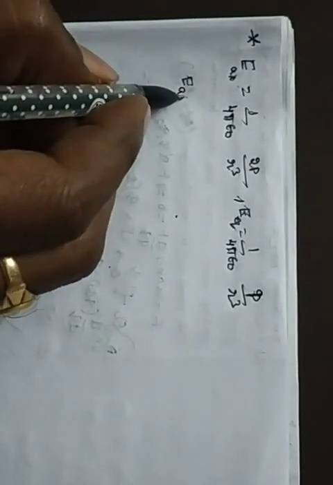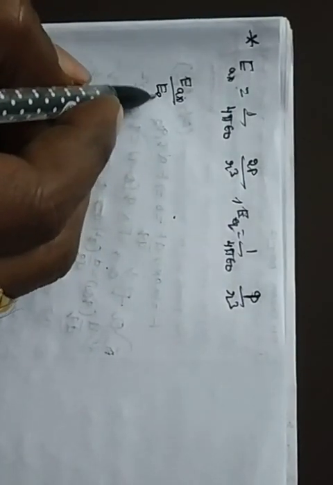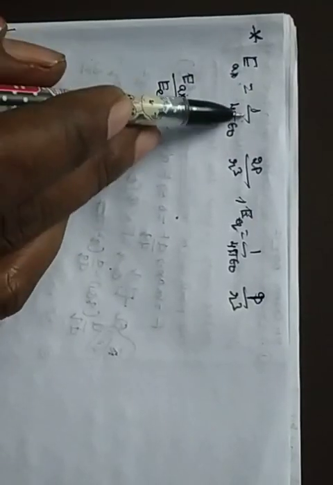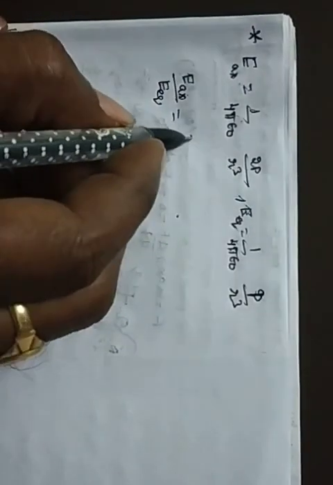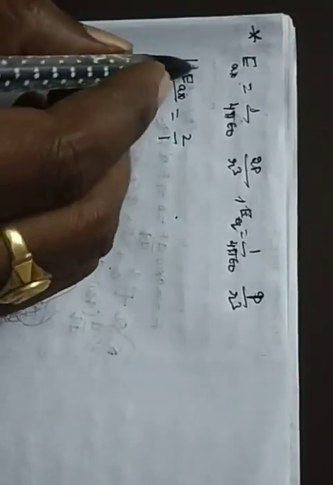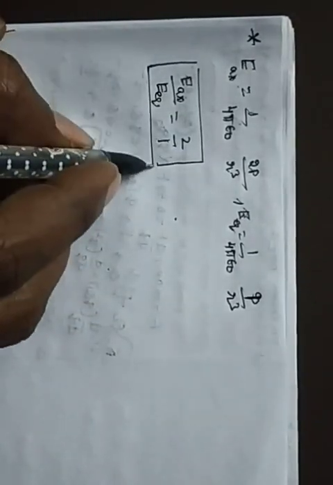Now what is the ratio? E axial by E equatorial is equal to, from this ratio, 1 by 4 pi epsilon naught and p by r cube get cancelled. So finally, the ratio of axial and equatorial line field intensities is 2:1.